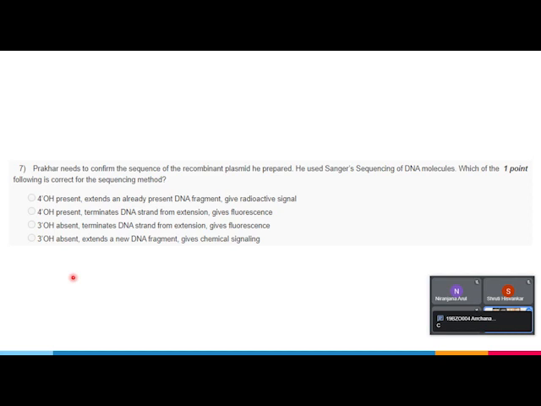Archana just goes ahead and says that it is C, that is 3' OH is absent, and this terminates the DNA strand from extension, giving fluorescence. Okay, so anyone else that wants to try and answer this? Niranjana also says C. 3' OH is absent, terminates DNA strand from extension, and gives fluorescence. Anyone else wants to try and answer this?